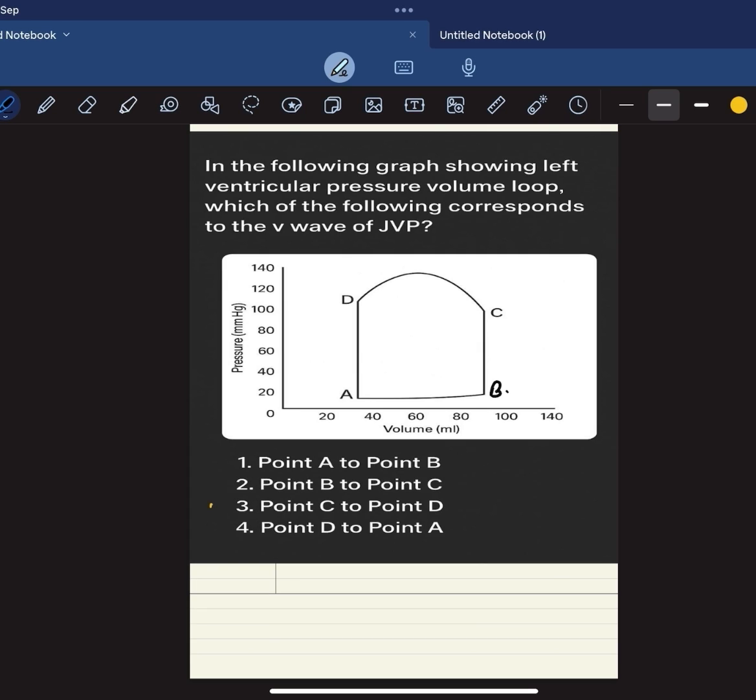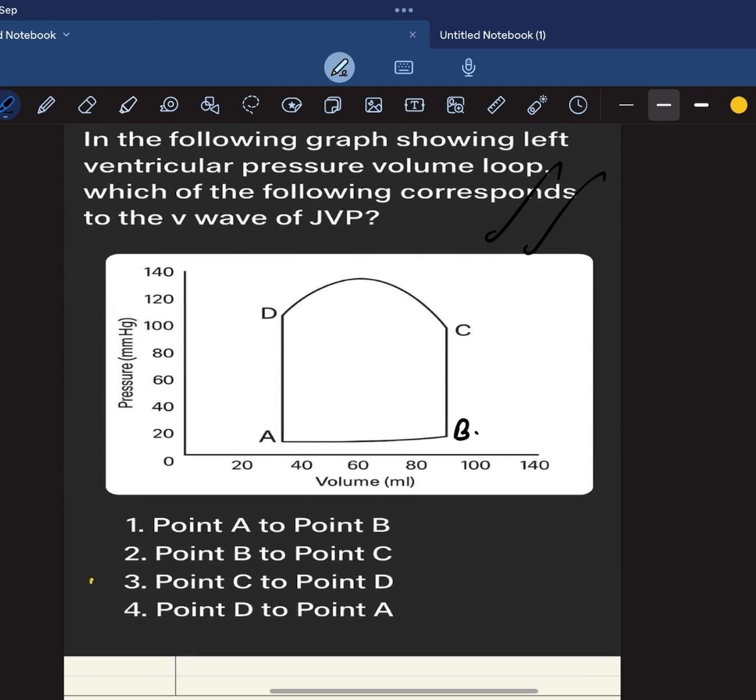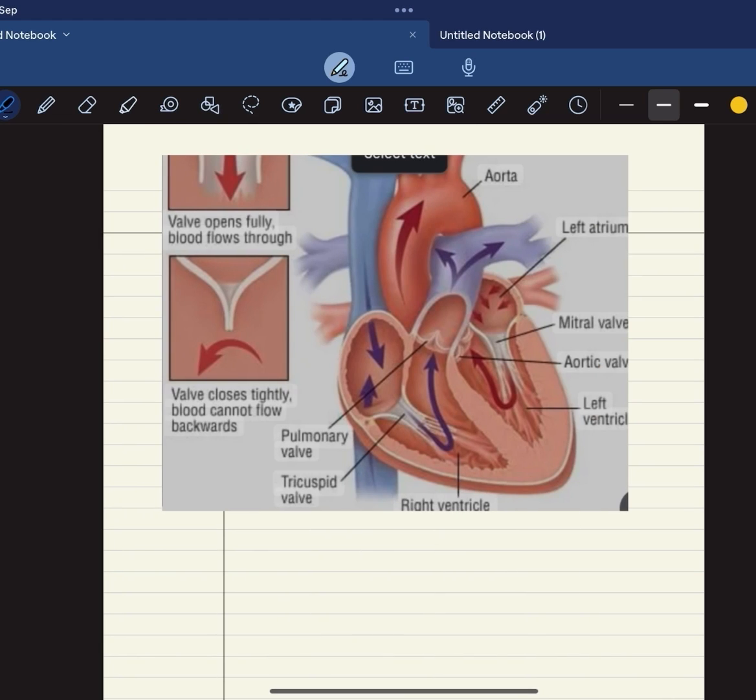So here's the question: which of the following graphs shows the left ventricular pressure volume loop? Which of the following corresponds to the V wave of the JVP? To solve this question, first we'll have to get clear with the cardiac cycle.